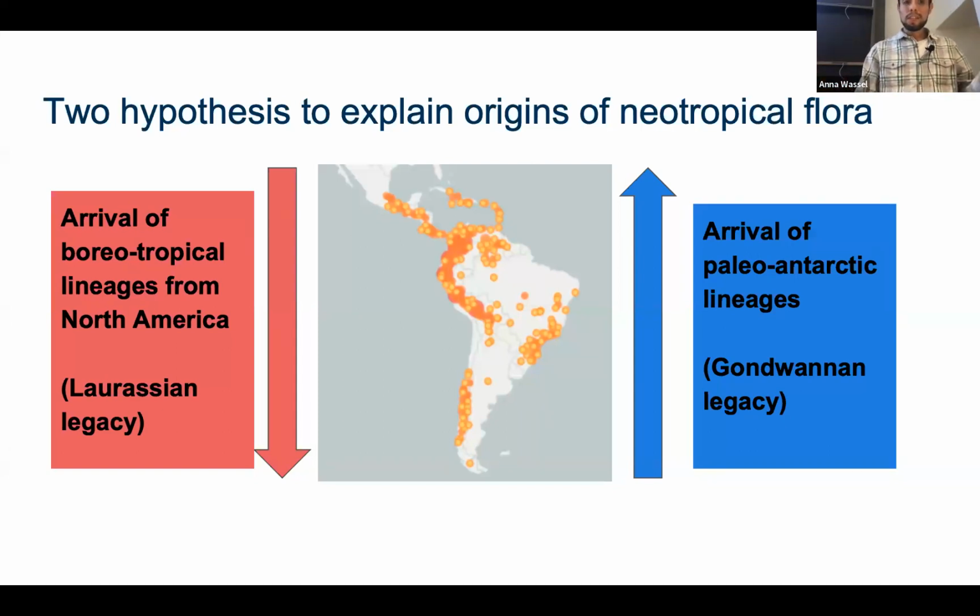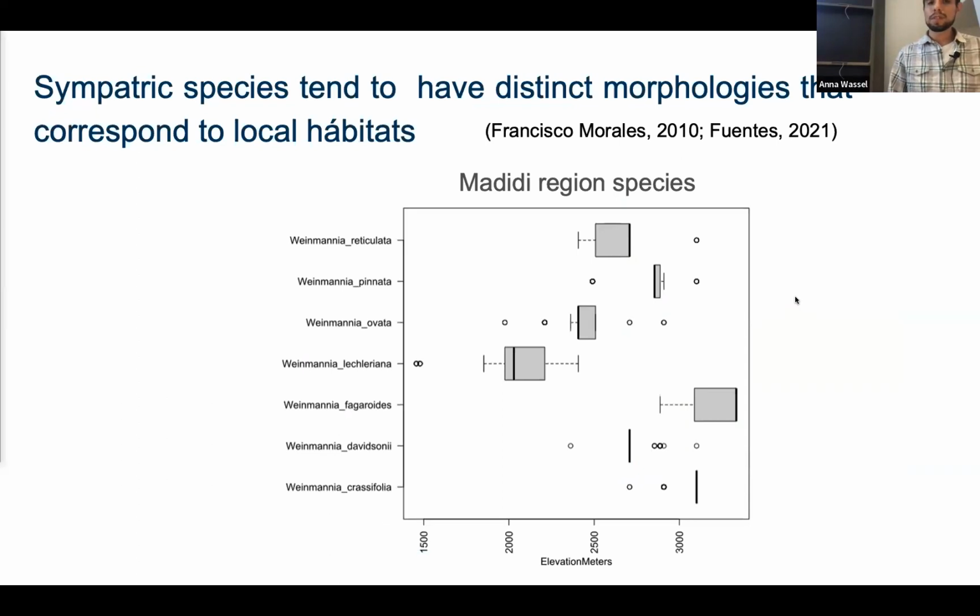So in addition to historic processes, I'm also interested in more biological phenomena that might determine the diversification of these plants. For instance, it has been observed that sympatric species tend to have distinct morphologies that correspond to local habitats. And as we can see here, we have elevational ranges for these species that coexist within the Madidi region in Bolivia. And as we can see, these species sort of partition elevational niches in these mountains.